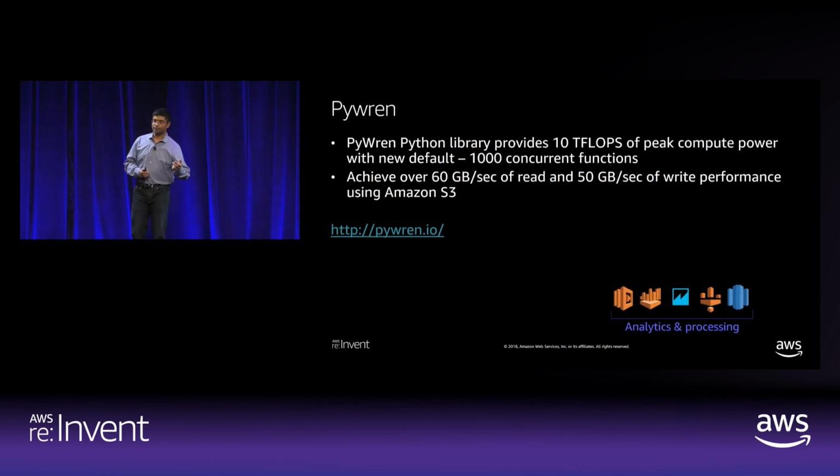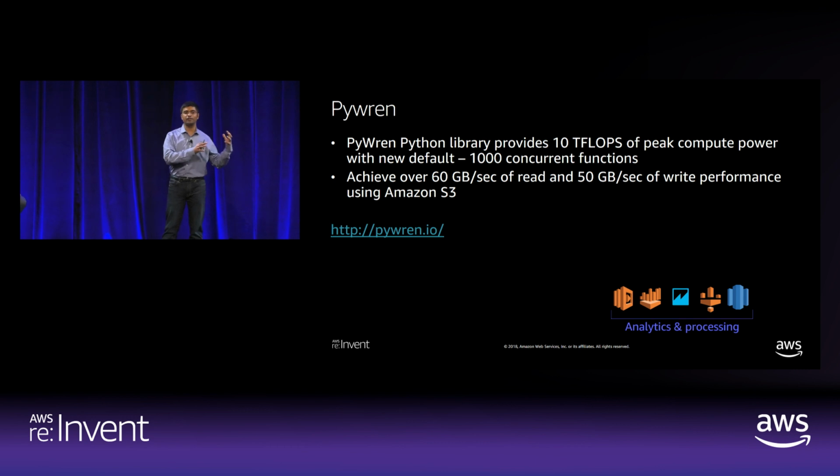If you have Python code which is doing that numerical compute, you might want to take advantage of PyWren, which is a framework or a project that helps you distribute that massively parallel across Lambda functions. So it takes care of packaging your Python code, as well as the inputs related to that, and pushes that in parallel to the function invocation in Lambda. They benchmarked saying that they could actually get 10 teraflops of compute power from Lambda just with the default 1,000 concurrent function limit. So that's a lot of compute power in your hands.